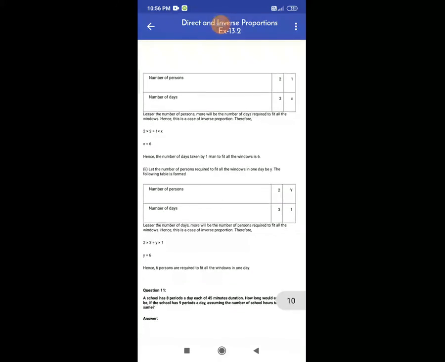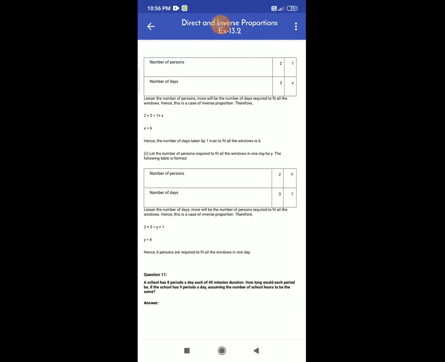And in the second case, let the number of persons required to fit all the windows in 1 day be y. The following table is formed: number of persons 2 and y respectively, number of days 3 and 1. So the fewer the days, the more persons required to fit all the windows, and hence this is a case of inverse proportion, and therefore 2 multiply 3 is equal to y multiply 1.